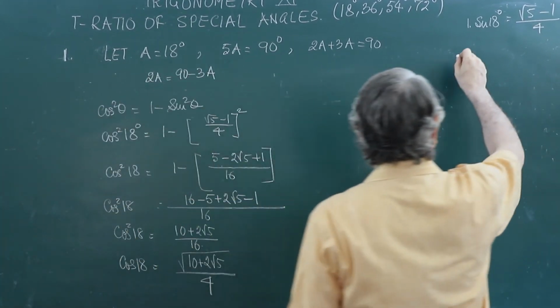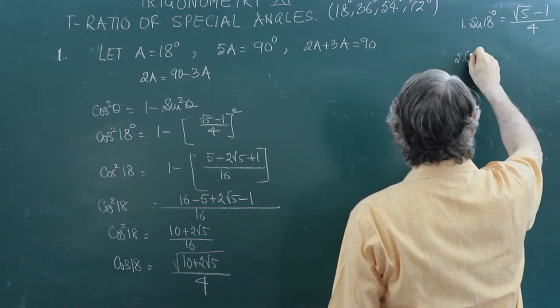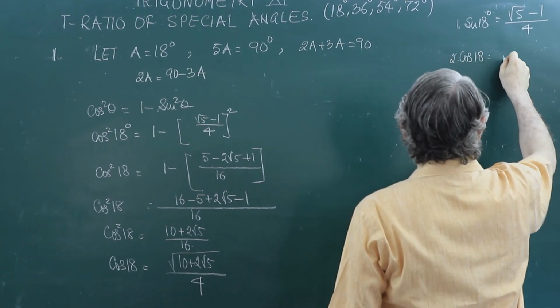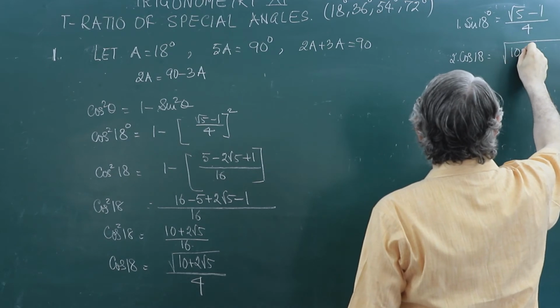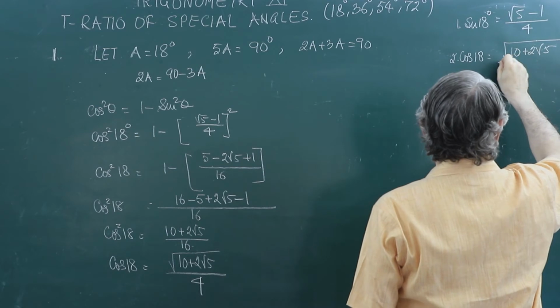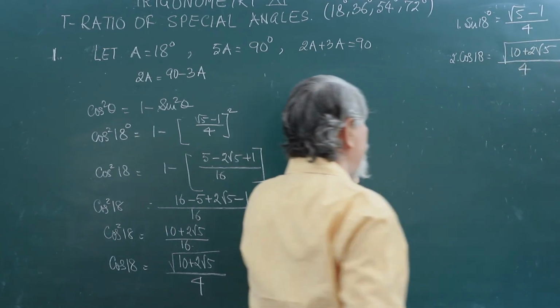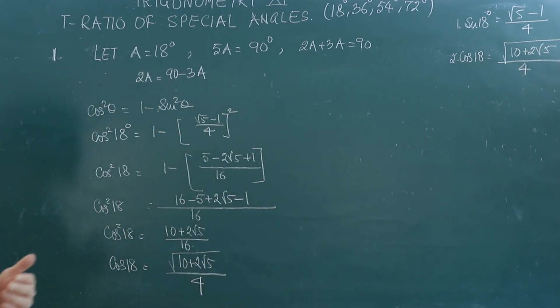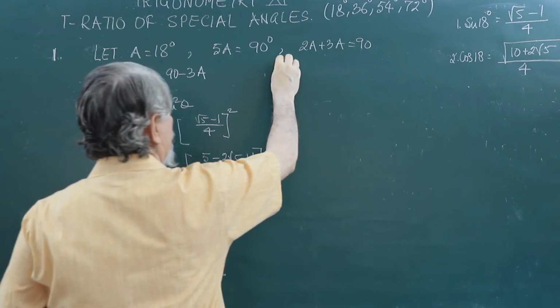Now the value of cos 18 is under root 10 plus 2 root 5 upon 4. This is the value of cos 18. I have got the value of sin 18. I have got the value of cos 18. Now let me get the value of tan 18.